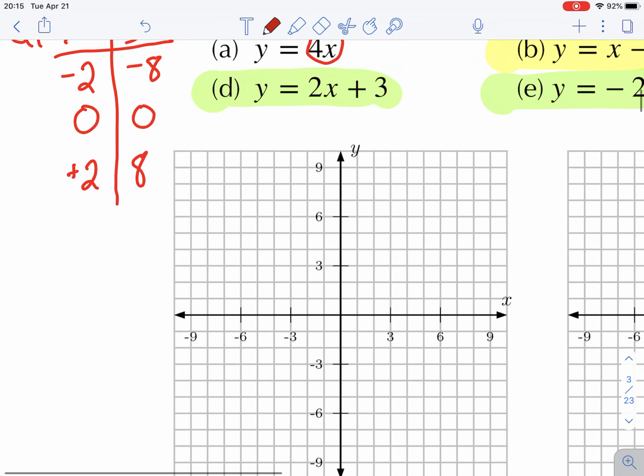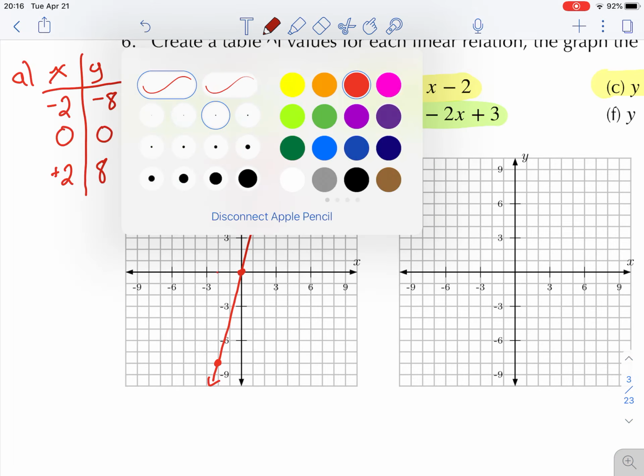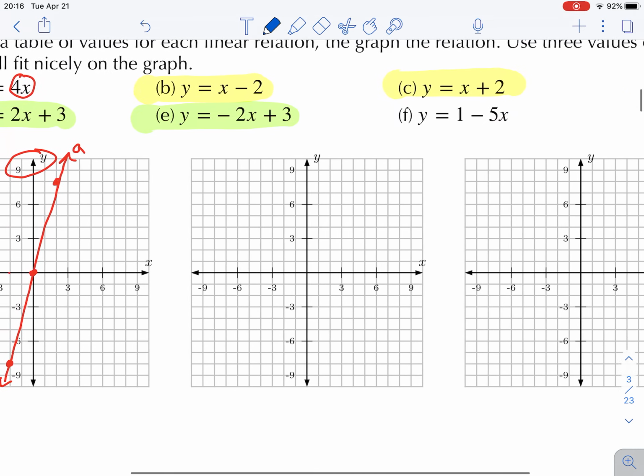Do you see why I didn't do minus 3? If I put in minus 3 for X, I'm going to get minus 12 for Y. And on my graph, my Y only goes up to 9. So, now let's graph this on the first one, letter A. So go to negative 2 and negative 8, which is right there. 0 and 0, the origin of the graph, and then 2 and 8, right there. And we draw a straight line through that. Label that A. That is graph A.